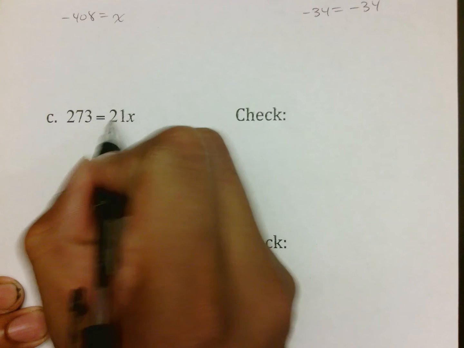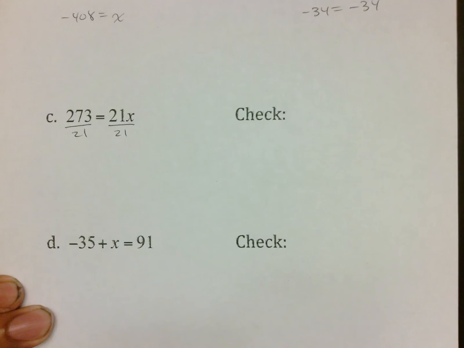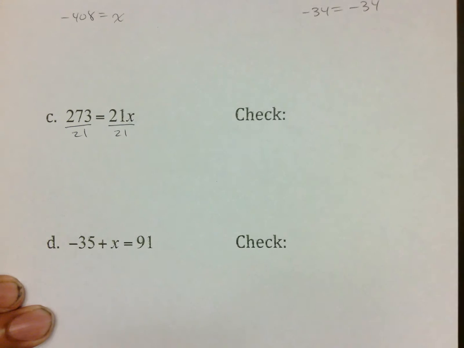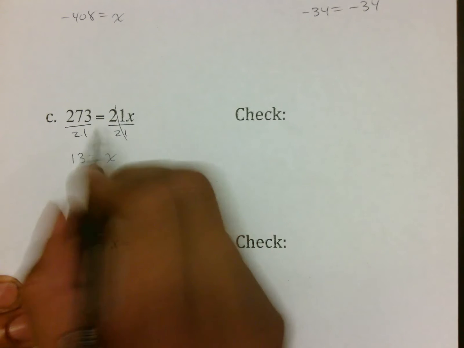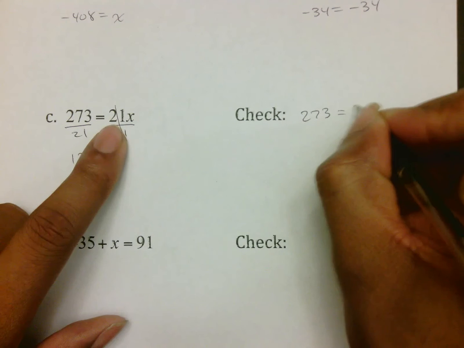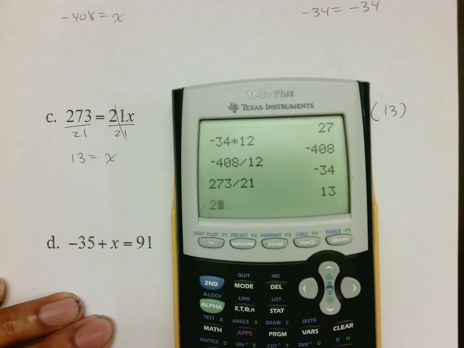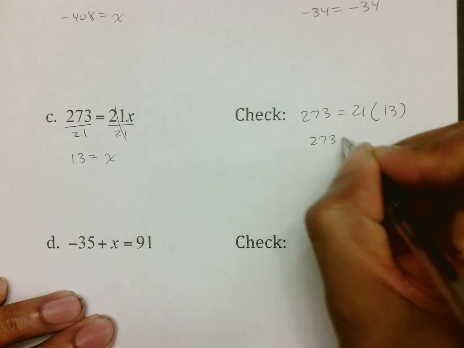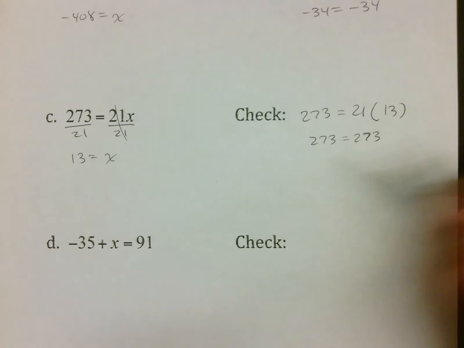273 equals 21x. What we learned yesterday is that this is 21 times x, which we fix by dividing by whatever is attached to x, which is 21. We do our 273 divided by 21 to get our answer of 13. Again, those two things cancel. Once we get that answer, now we come back to our original and we plug 13 in for x. So we write 273 equals 21 parentheses 13. Let's do a real quick check to see what 21 times 13 is. As you see, you get the answer of 273, and so your last line will say 273 equals 273. Again, this is the only new part for the day.